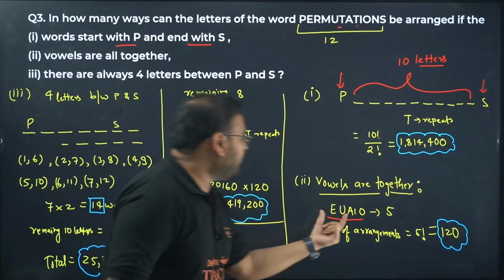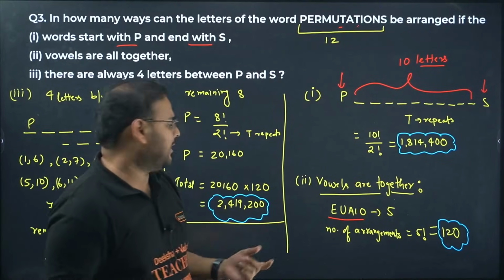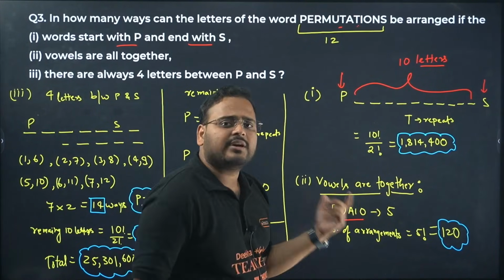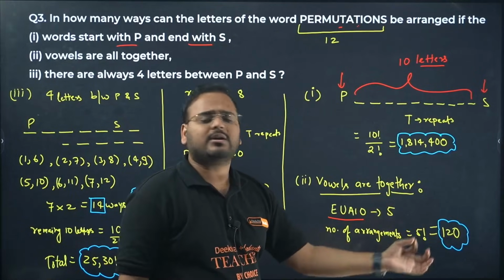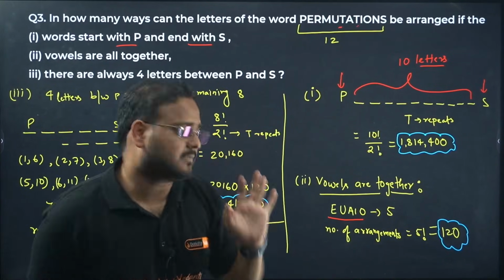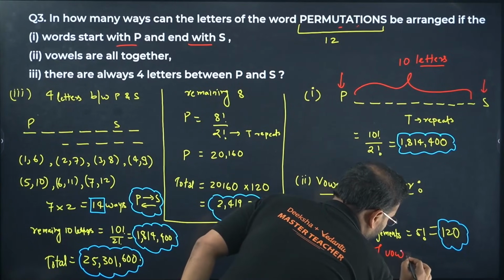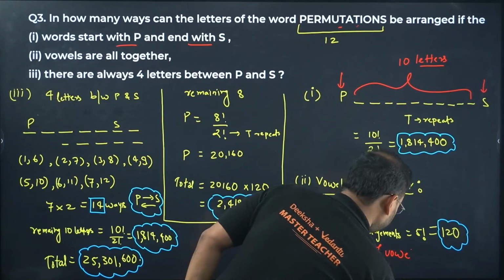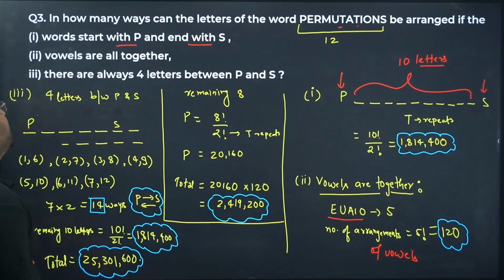Means how many ways can we arrange these vowels only? 5 factorial ways, sir. To arrange the 5 letters, in how many ways can you arrange them? So 5 factorial, 5 into 4 into 3 into 2 into 1. So 5 factorial is 120. This is the number of arrangements of vowels. Correct. Arrangement of vowels.